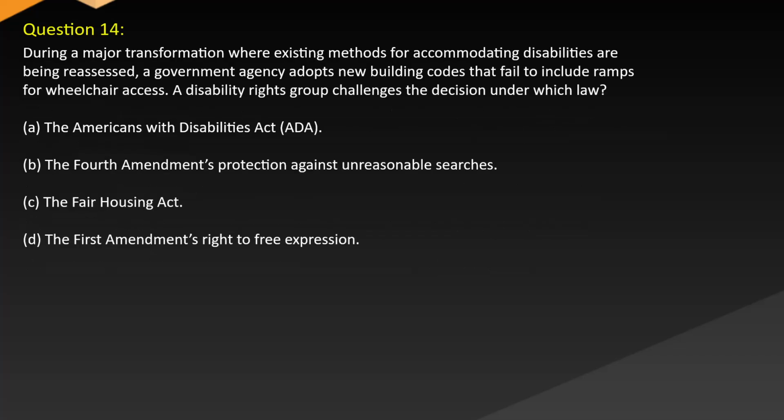Question 14. During a major transformation where existing methods for accommodating disabilities are being reassessed, a government agency adopts new building codes that fail to include ramps for wheelchair access. A disability rights group challenges the decision under which law? A. The Americans with Disabilities Act, ADA. B. The Fourth Amendment's protection against unreasonable searches. C. The Fair Housing Act. D. The First Amendment's right to free expression.